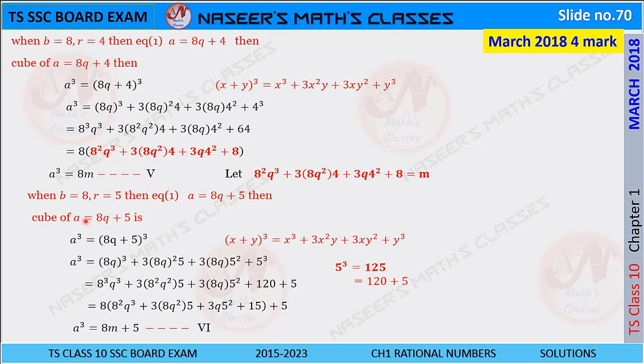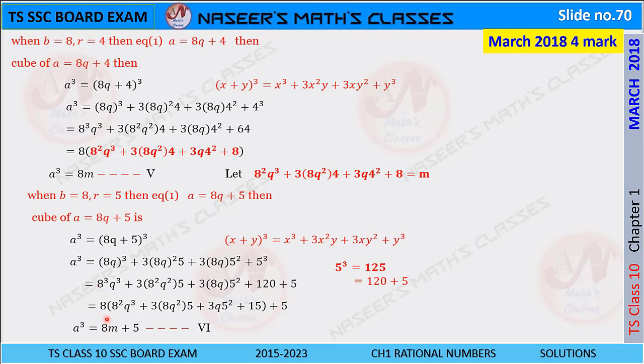Next we find a by substituting b is equal to 8 and r is equal to 5. Then equation 1 becomes a is equal to 8q + 5. Next we have to find the cube of a is equal to 8q + 5. Then we can write it as a cube is equal to (8q + 5) whole cube. It is in the form of (x + 5) whole cube identity. Then we can write it as (8q) whole cube + 3 times (8q) whole square times 5 + 3 times 8q times 5 square + 5 cube. 5 cube is written as 125 and 125 is written as 120 + 5. From these 4 terms we take out 8 common.